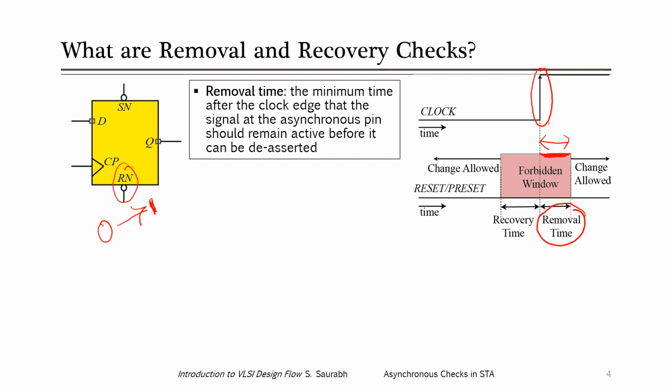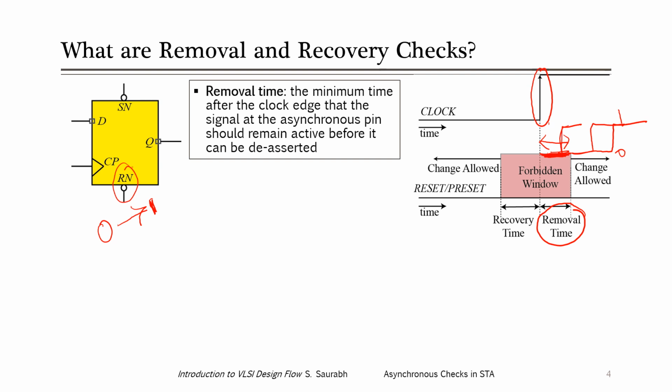Rn. Meaning that if we want to deassert or remove the reset, we shouldn't do it very close to the clock edge. After the clock edge comes, after some time, in this region, if the reset pin changes from 0 to 1, it is fine. From here to here, it is fine. But if it happens within this region, then there is a problem.